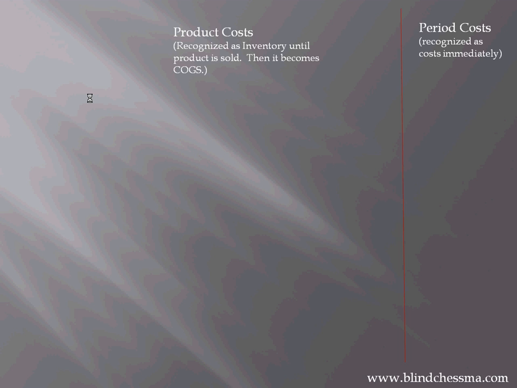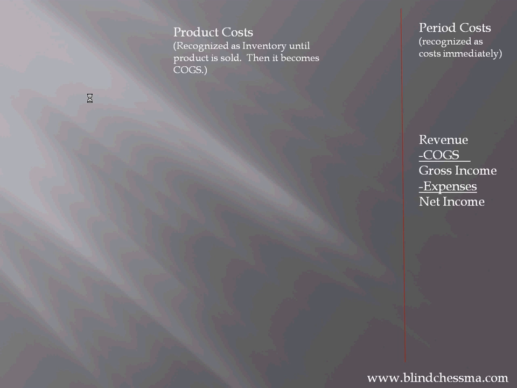Now, there's another way we can categorize costs. One is called product costs. These are also called inventoriable costs. They are, as it says here, recognized as inventory until the product is sold. And we also have period costs, and these are recognized as costs immediately.